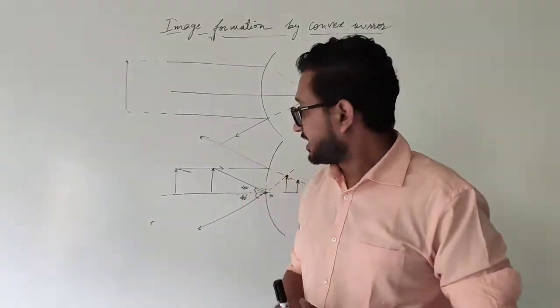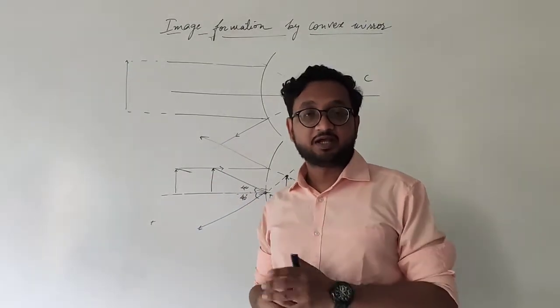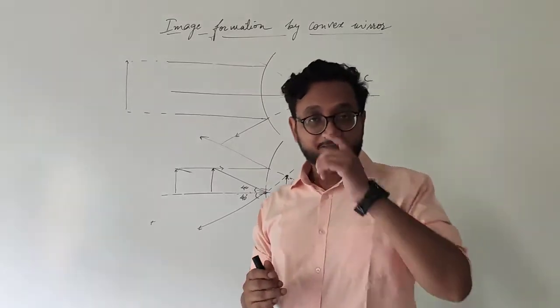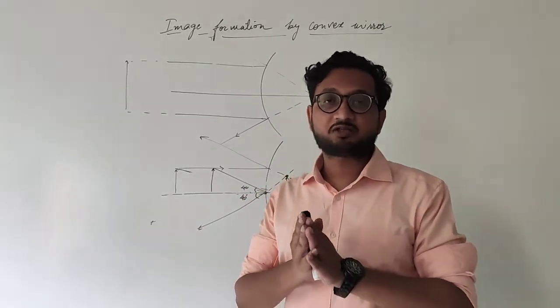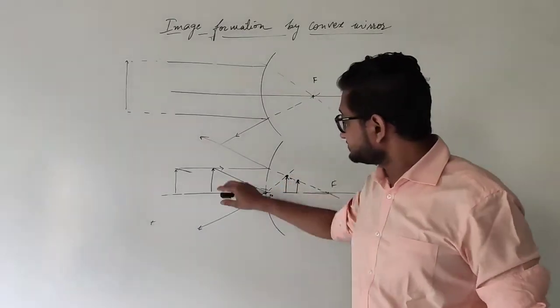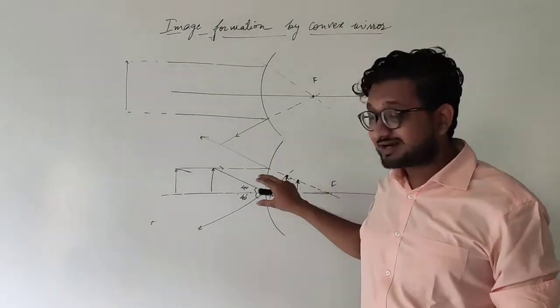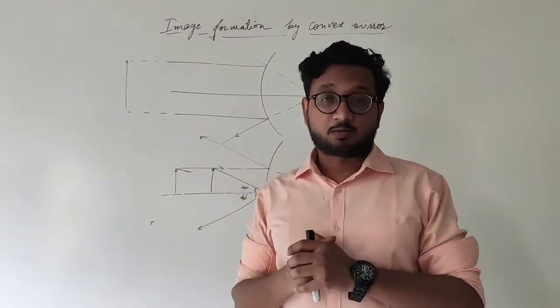But no matter what, however close you bring the object, the image will always remain diminished. That means it will be smaller than the object. The size of the image will always remain smaller than the object. Even if you bring the object this much close to the mirror, the image will get larger, but it will still remain smaller than the object.